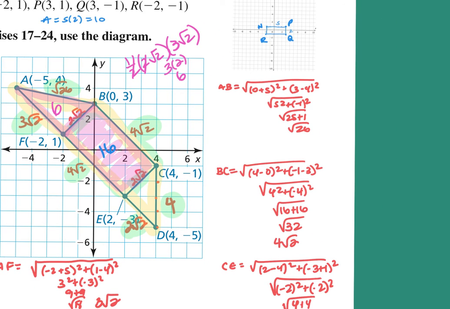And then I have to repeat that for the one on the bottom. 1/2, the base, 2 root 2, times the height, 2 root 2. So 1/2 of 2 cancels out again, and this time I get 2 times 2, which is 4. And that's the area of that triangle, and then you just got to add all 3 together.